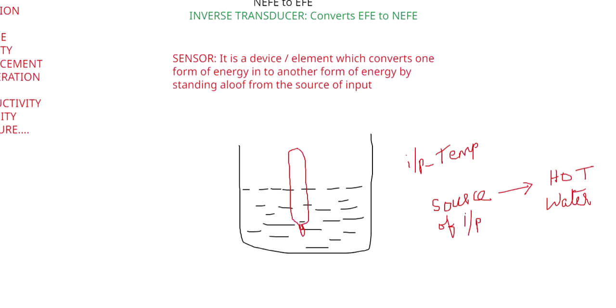So it is called transducer. Transducer will convert one form of energy into another form of energy by making contact with the source of input. So the source of input is hot water. So in order to get a temperature reading, meaning rise in mercury level, it is converting temperature into displacement of mercury.